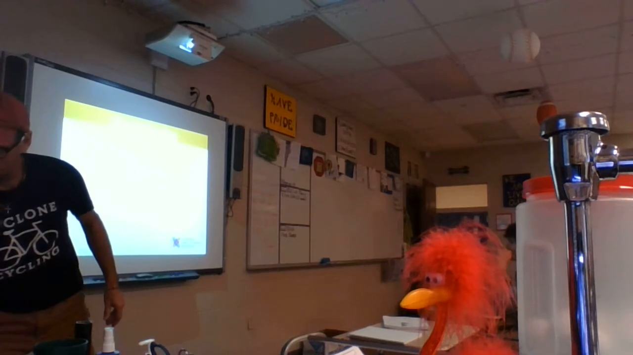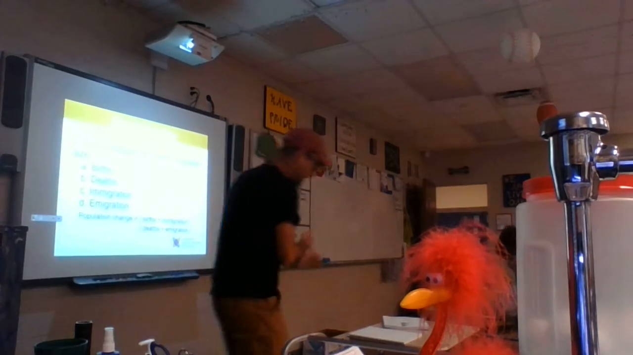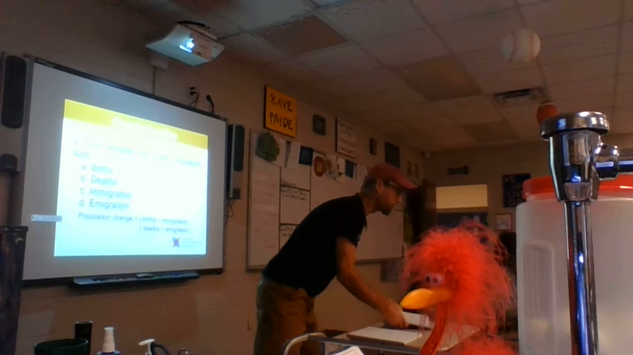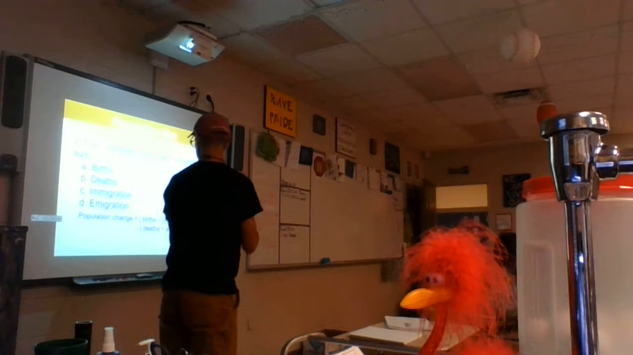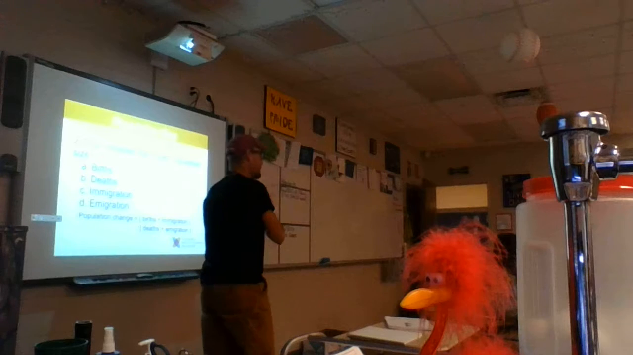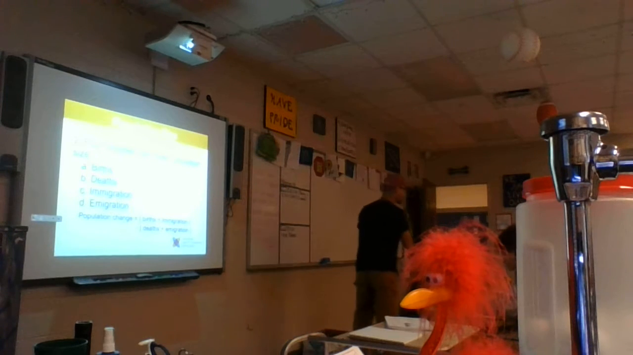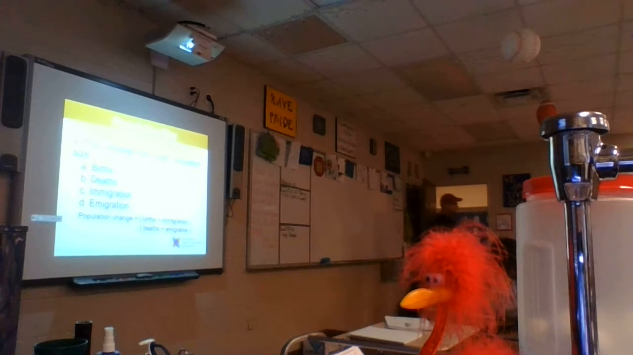All right. So, population size. There are 4 variables. Births, deaths, immigration, and emigration. I'm mispronouncing those words on purpose so that you hear them.